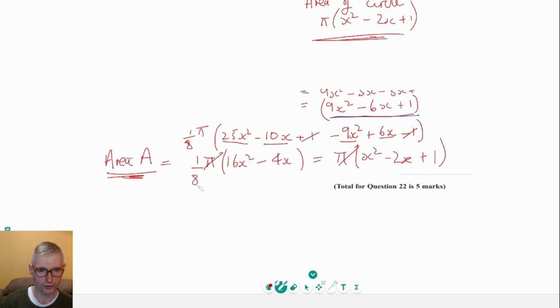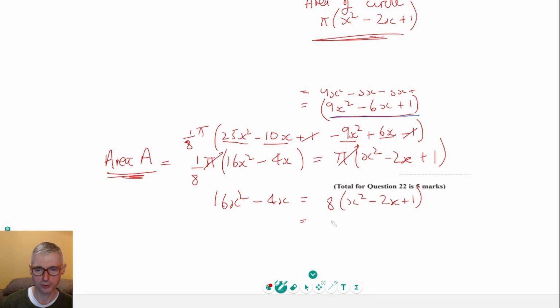The next thing I'm going to do is the 8 on this side here, on the bottom of the fraction. If I times both sides by 8, it's just going to go on the other side, and it's going to give us 16x squared minus 4x is equal to, and then 8 times this bracket that we're left with on the right hand side.